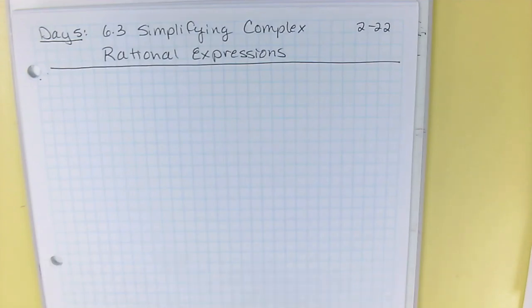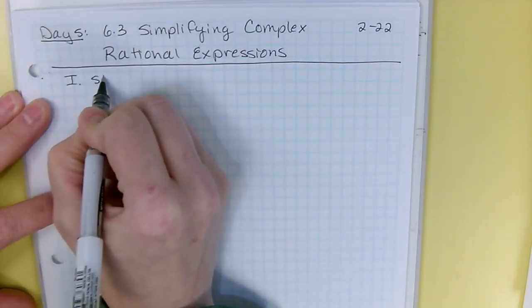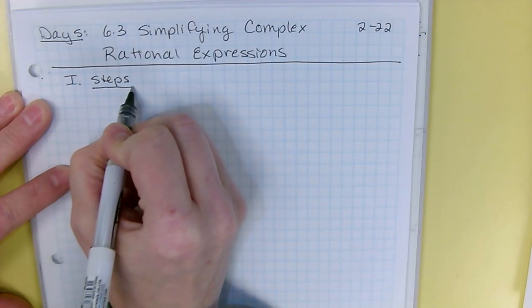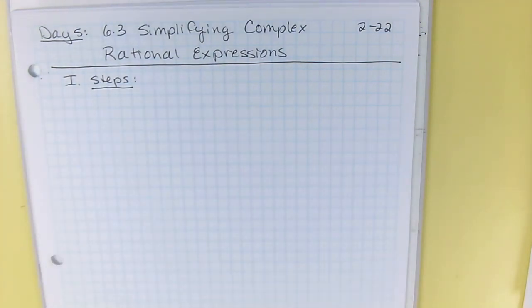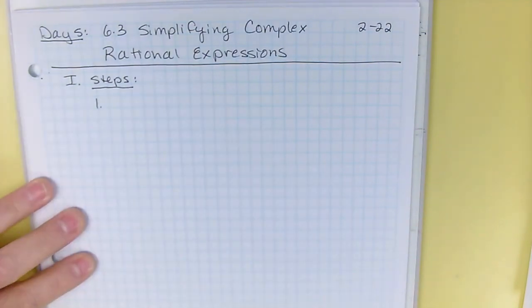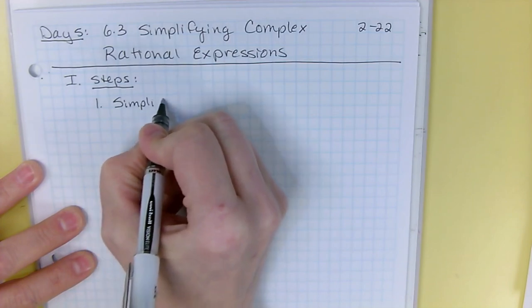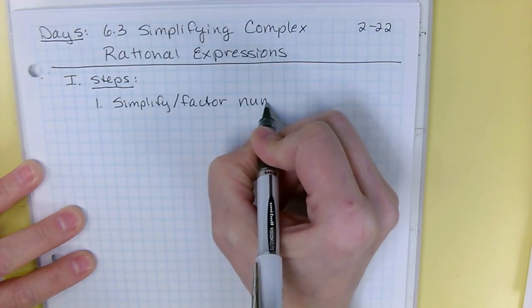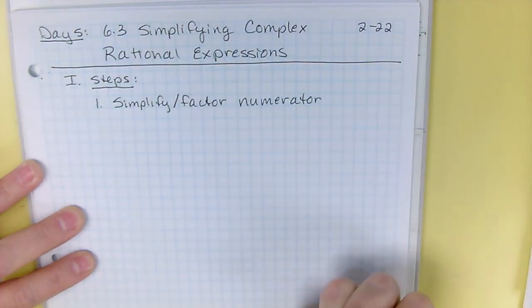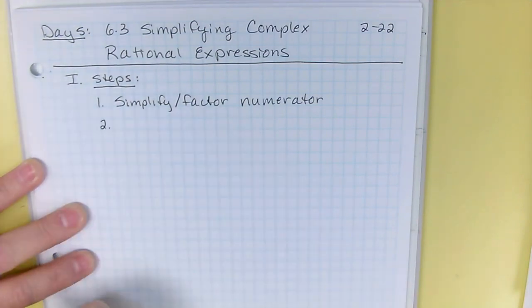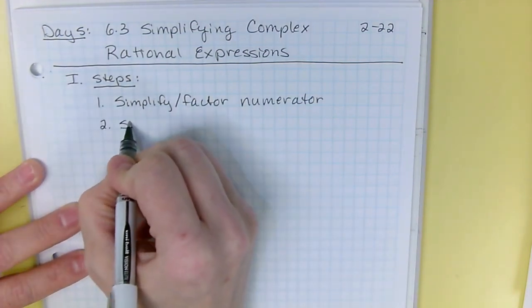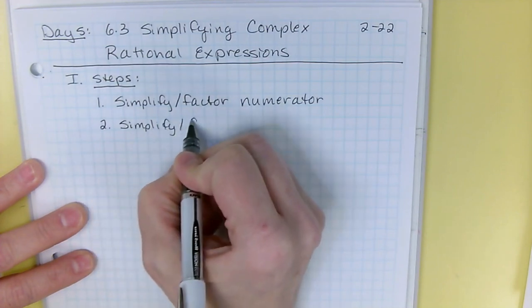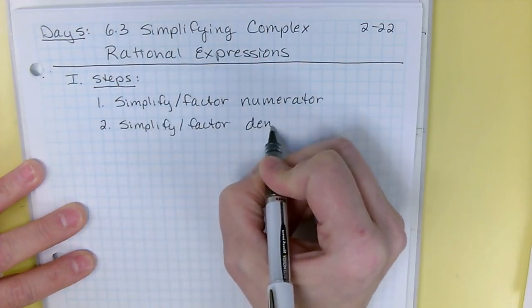Okay, so simplifying complex rational expressions. All right, Roman numeral 1, we're going to start by just writing out the basic steps so that if you get home and you don't know what to do, you can go over the steps and walk yourself through it. So number 1, you're going to simplify, and by simplify we mean factor, the numerator. Number 2, you're going to simplify or factor the denominator.